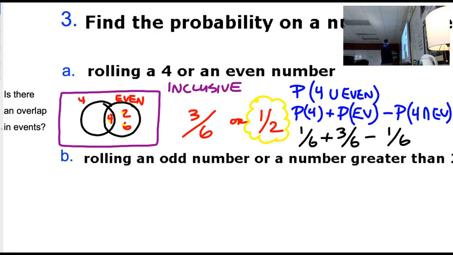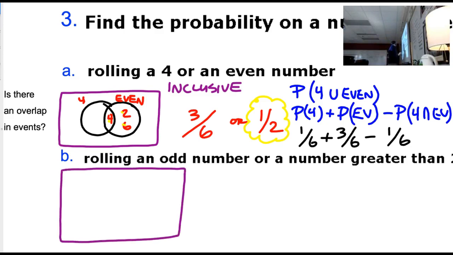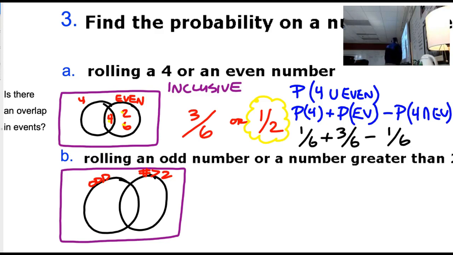Okay. Rolling an odd number or a number greater than 2. Again, if you draw the picture, then you don't have to worry about doing all that other stuff. Sometimes it's just good to draw the picture. So an odd or a number greater than 2. Well, what is the intersection or the overlap of a number greater than 2 and an odd? That's going to be 5. Is that it? What about 3? 3 as well. So 3 and 5 are in the middle.